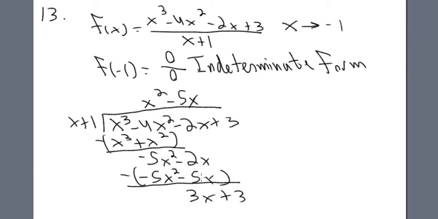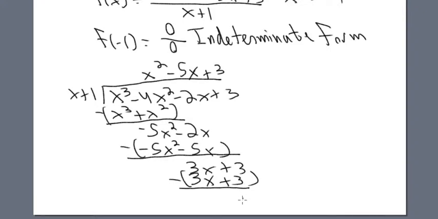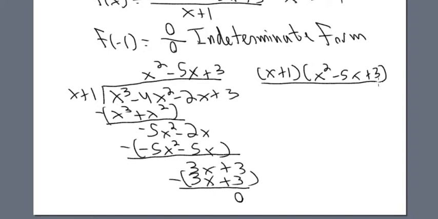To turn x into 3x, we multiply by 3. 3 times x is 3x. 3 times 1 is 3. And once again, since we've done this correctly, everything cancels out. We are left with 0. So what we have left is on top. So the factored form, x plus 1 and x squared minus 5x plus 3 all over x plus 1.